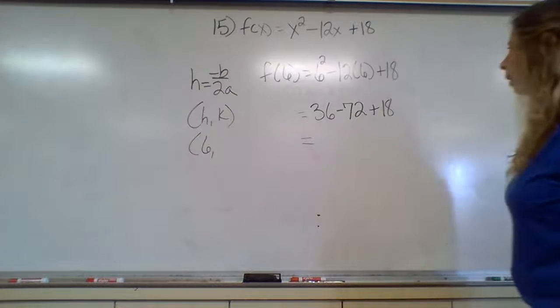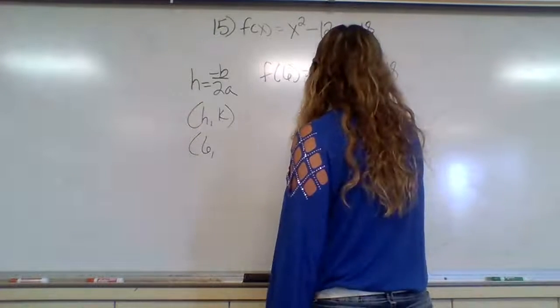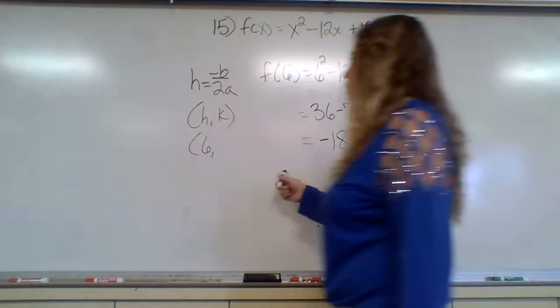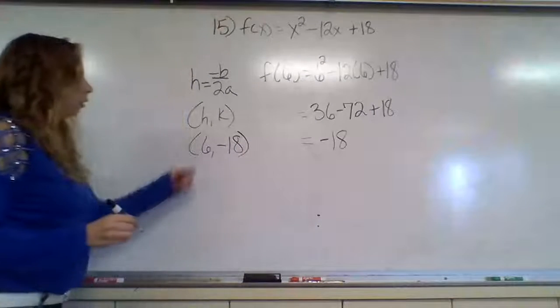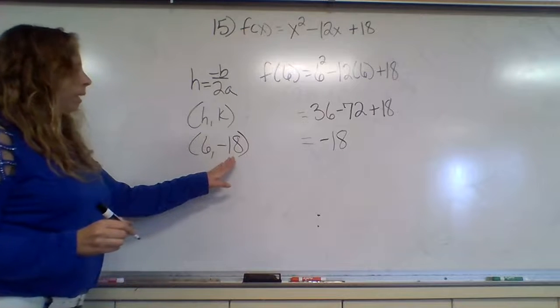And then keep solving it. So 36 minus 72 plus 18. You should get, hopefully, negative 18. Right? So ta-da, that is k. That is your y value. So that's your vertex. Therefore, your minimum is negative 18.